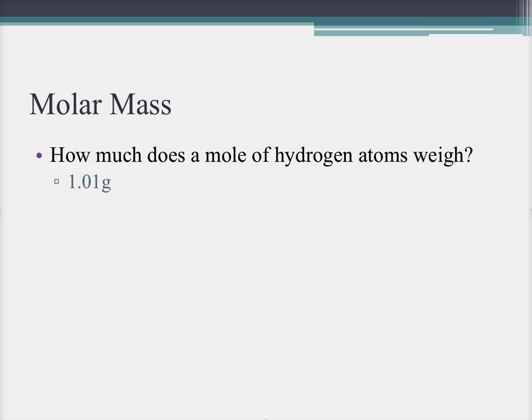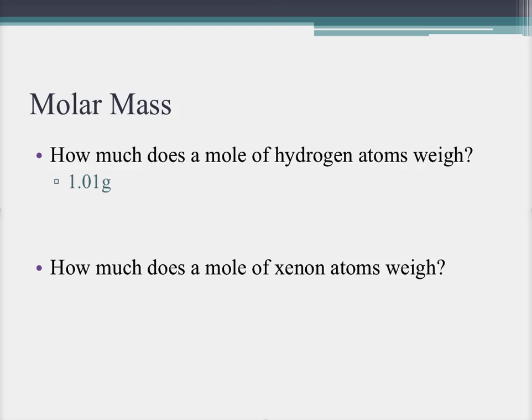All right, let's try it for xenon. Find xenon on the periodic table. It's all the way to the right-hand side. It's a noble gas. And tell me, if I had 1 mole of xenon, what would it weigh? So I hope that you found 131.29 right below Xe. 131.29 grams would be equivalent to 1 mole of xenon atoms.